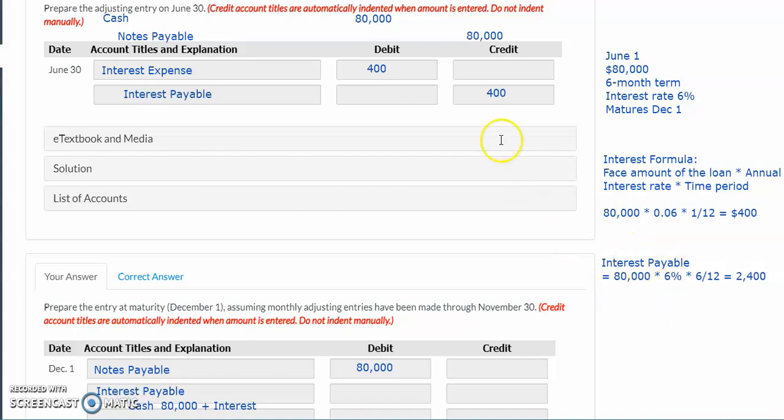The other way that you can look at this is you're making this journal entry for interest expense and interest payable for the months of June, July, August, September, October, and November. And on December 1st, you're going to be paying off all of those payables. So we're going to have $2,400. And then for the cash amount, we need to add up both of these together. So that will be $82,400.